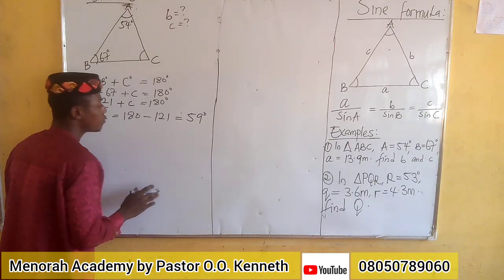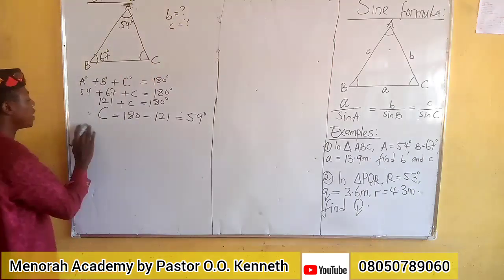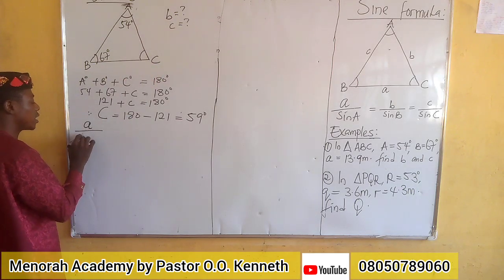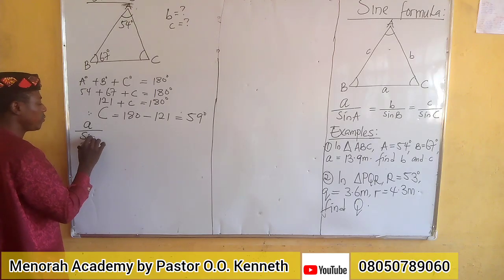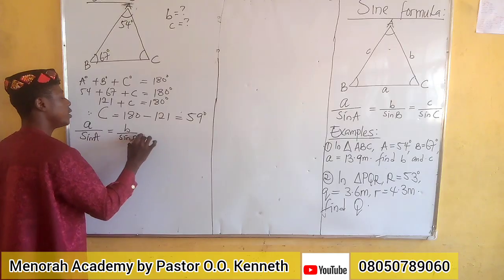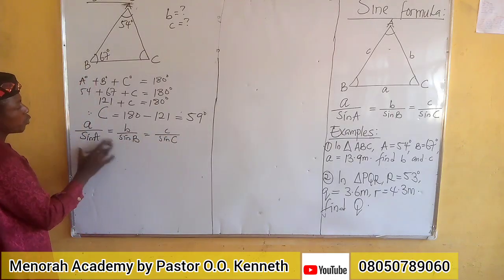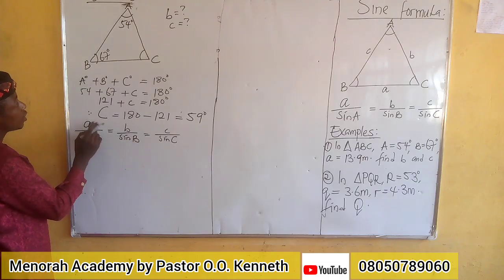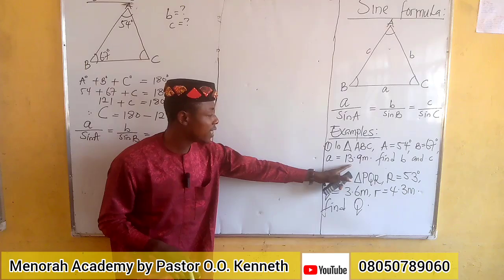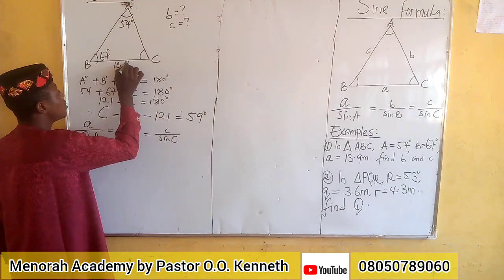Now that we have gotten that, we're going to find our b. To find b, recall that the sine formula says a over sine A is equal to b over sine B is equal to c over sine C. Now if you are looking for b, and you look at this question, our side a, opposite angle A, is given as 13.9 meters.